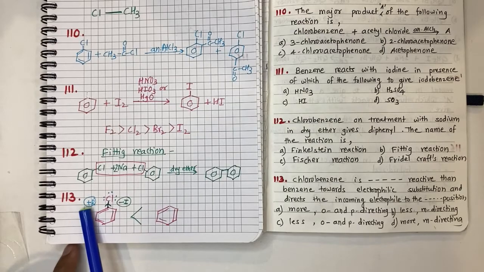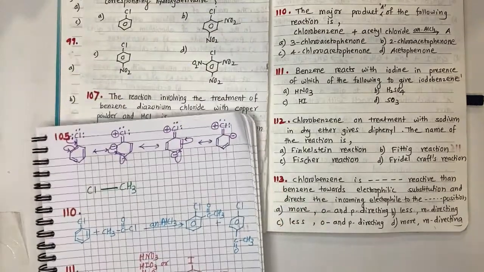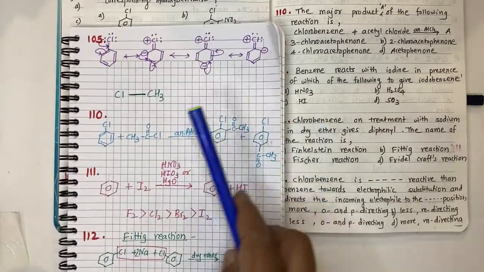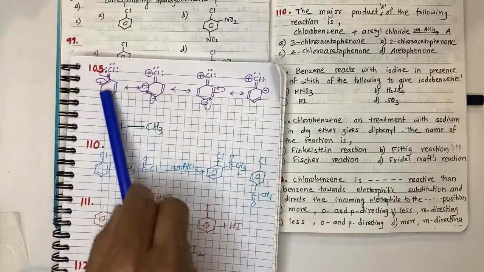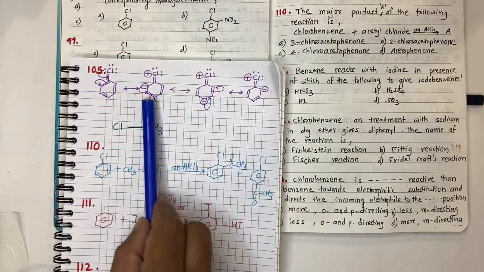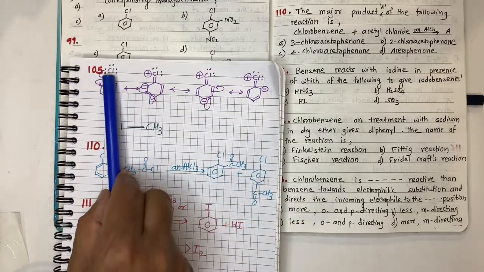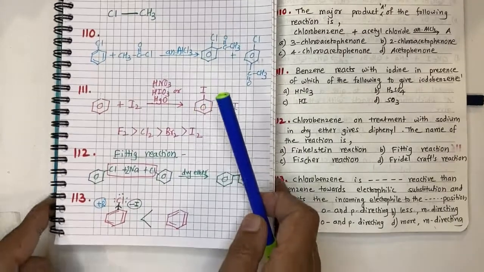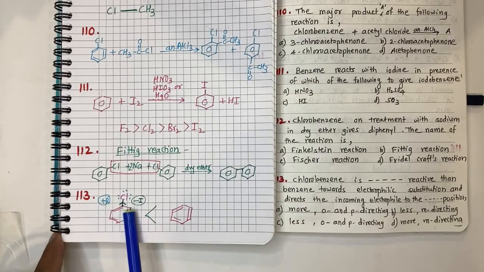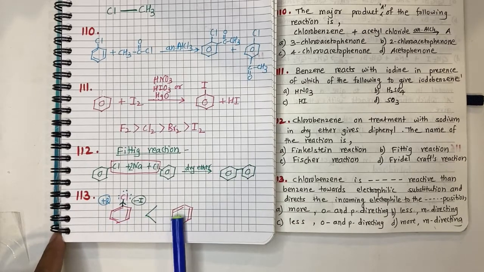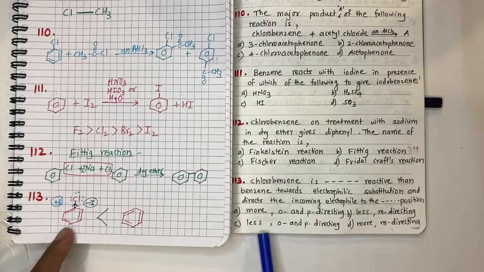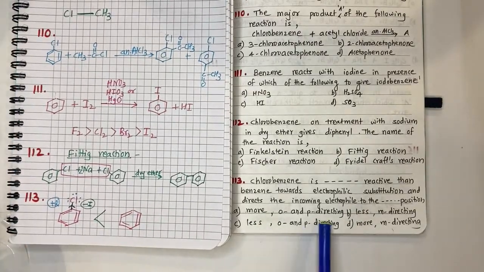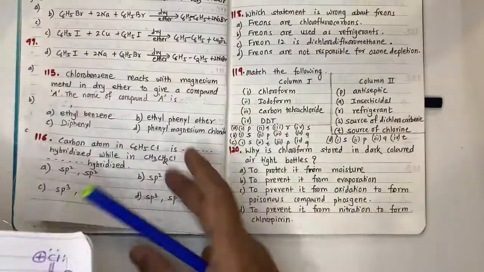Okay, and due to this plus R effect, you know this, just studied this part now. This one, okay, this is a resonance, and due to this resonance, ortho-para are electron rich, therefore it is a ortho-para directing. This is a ortho-para directing but less reactive than benzene. Therefore, the answer is less and ortho-para directing. Okay, next question.